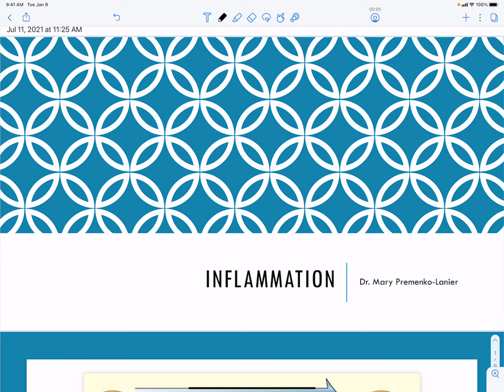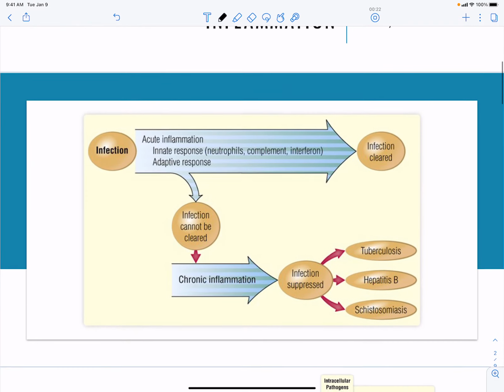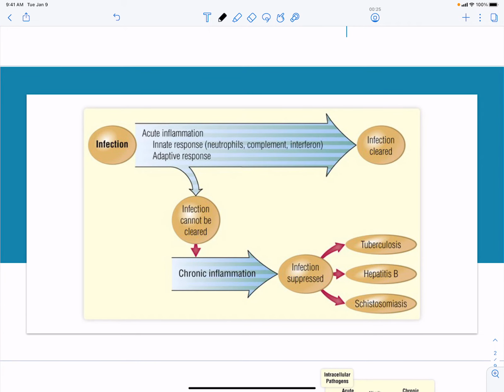Okay, so now we're going to discuss inflammation, and we're going to talk about a few diseases. As we discuss this, we'll focus on tuberculosis and talk a little bit about hepatitis B as an example for our virus infection. Inflammation is commonly thought of in alignment with infections, and causes of inflammation can be burns, cuts, or infections.